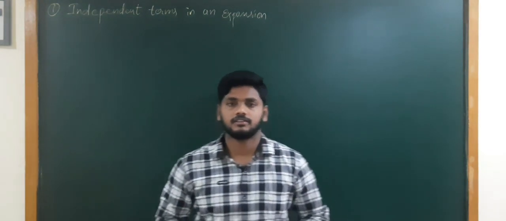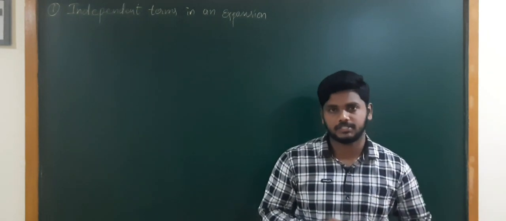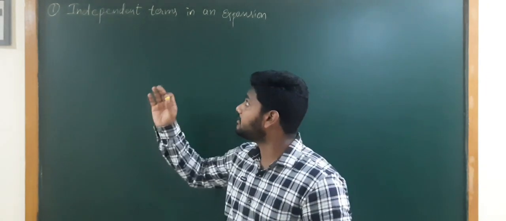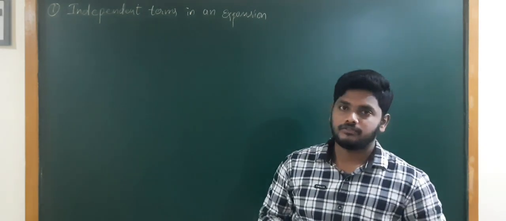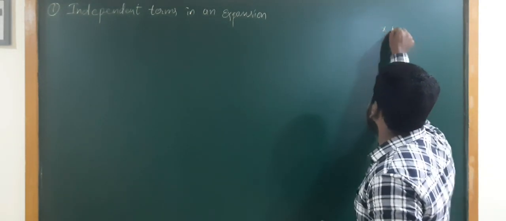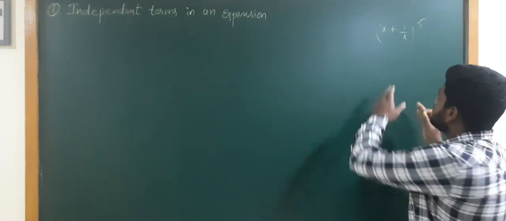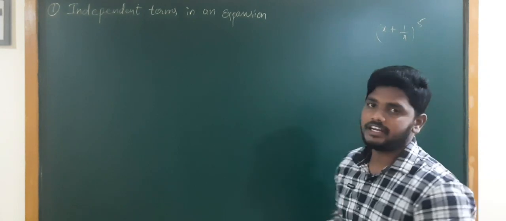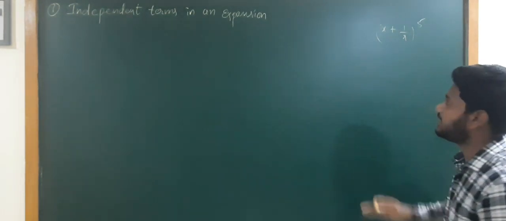Good afternoon, students. Today we will discuss a few more tricks to solve binomial theorem MCQs. Another one is independent terms in an expansion. For example, if they give (x + 1/x)^5, how do we find the independent term in that expansion?